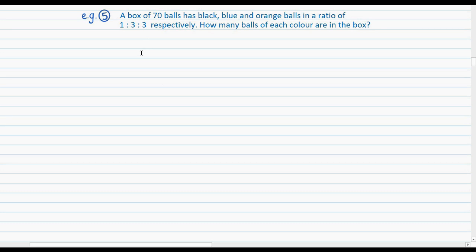And how you do that is by saying the number you're focusing on divided by the sum of all these numbers. So first, for the black balls, that would be 1 over 1 plus 3 plus 3, which gives the ratio 1 over 7. For the blue balls, it would be the second number, meaning 3 divided by 1 plus 3 plus 3, giving its ratio as 3 over 7. And lastly, for the orange balls, their number is also 3. So their ratio, like the blue balls, would also be 3 over 7.